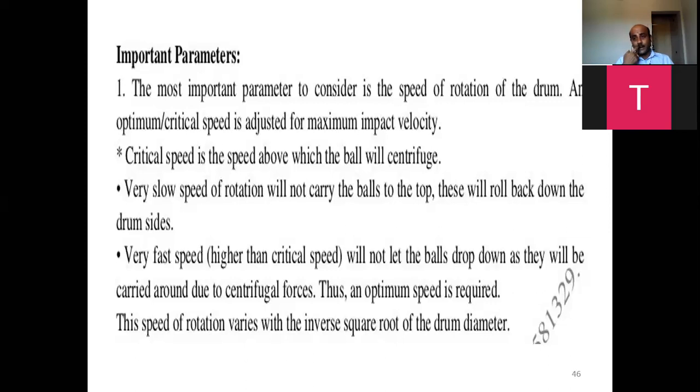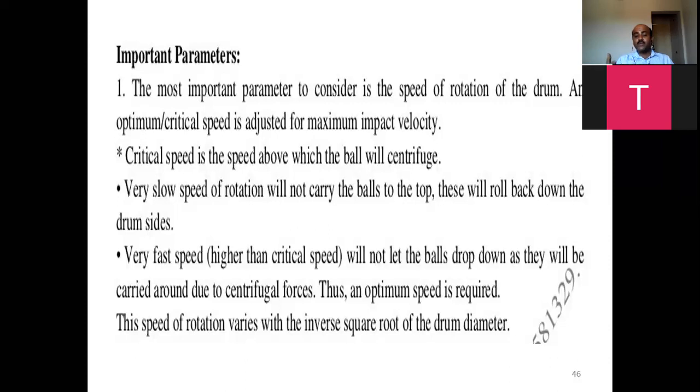This is very important. That's what I was talking about. The speed of the rotation of the drum should be optimum. If it is a very slow speed, the ball does not move to the top and the ball will roll back down to the drum sides. If it is rotating at the highest speed, that is more than the critical speed, the ball will not come to the bottom side as it will be carried due to the centrifugal force. Thus, an optimum speed is required.